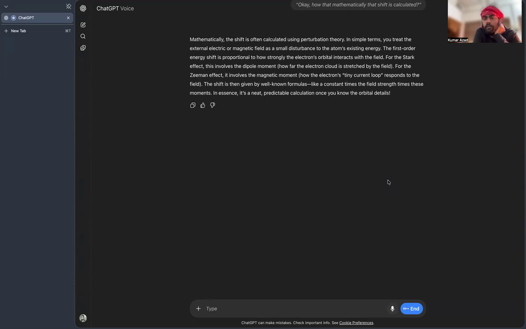How does the electron's tiny current loop respond to the field? That is the main idea.